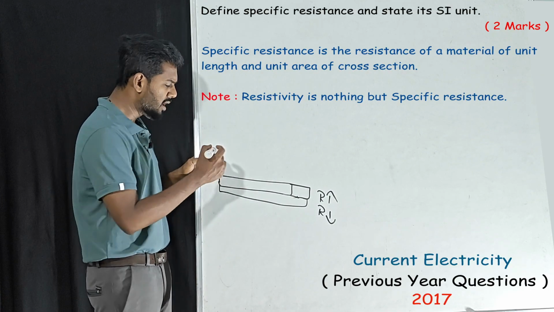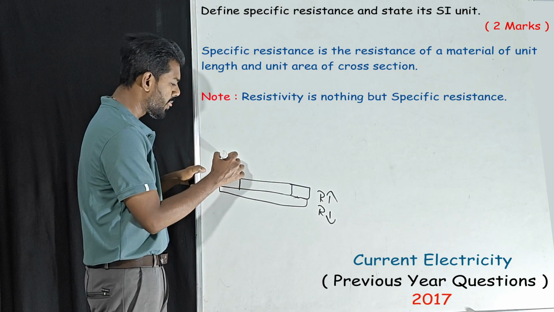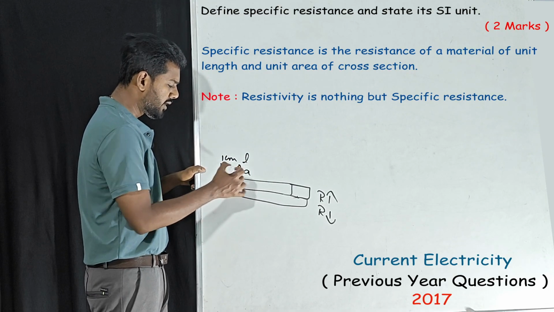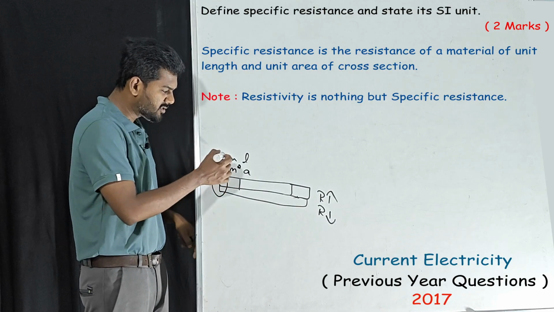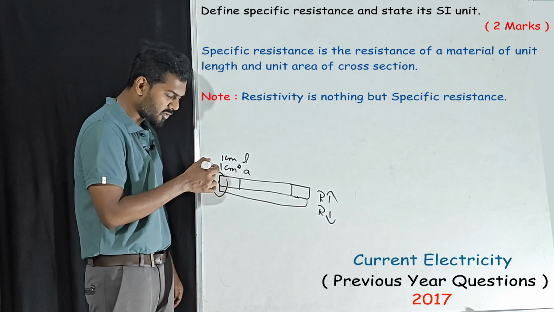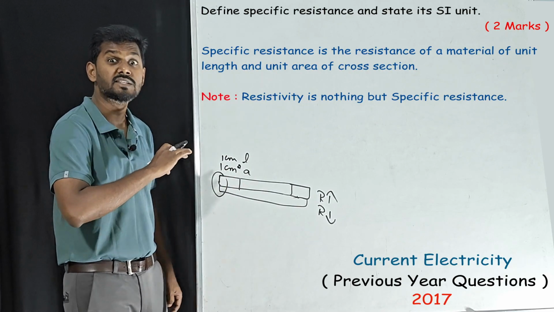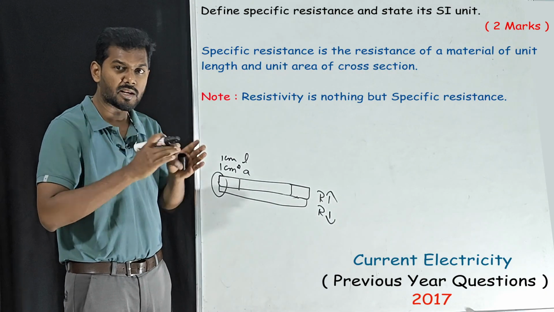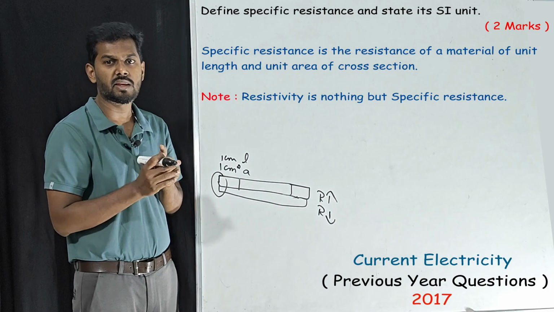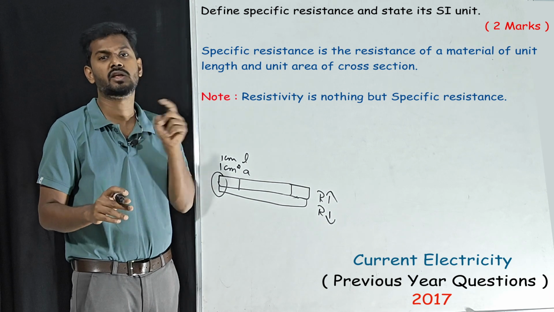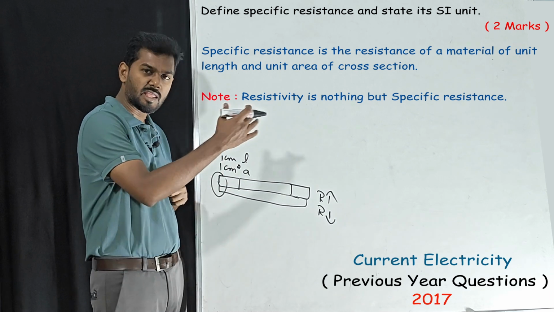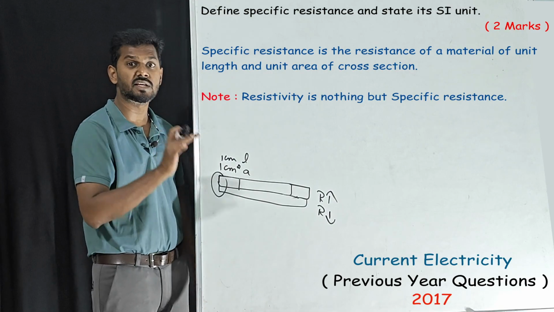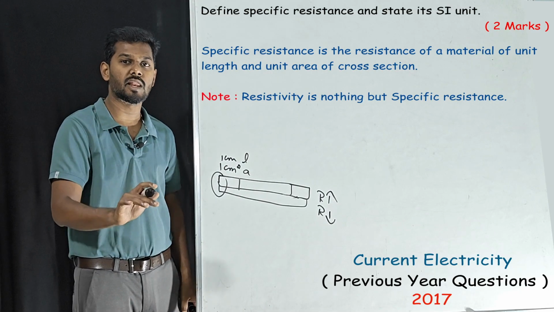What do you mean by that? You take 1 centimeter length and 1 centimeter square area, that is thickness. For 1 centimeter length and 1 centimeter square of area, what is the resistance? That is specific resistance. Only for 1 meter length and 1 meter square area, what is the resistance? That is specific resistance. After that, if the length and area increase or decrease, we don't care. So specific resistance is a fixed resistance for a material.